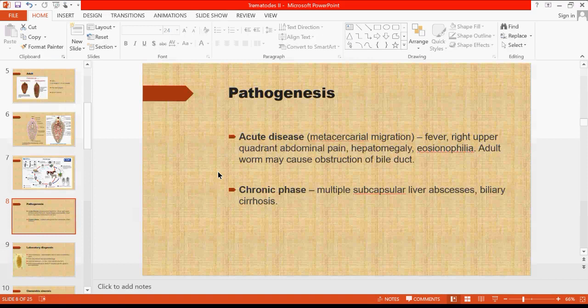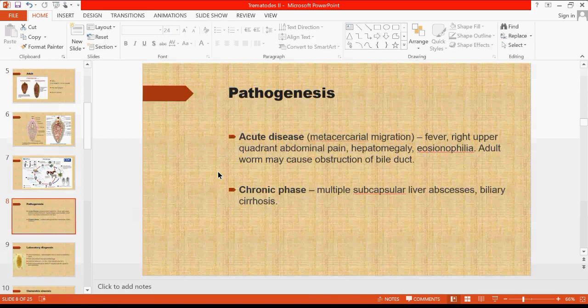During this migration, the patient may have a fever episode and right upper quadrant abdominal pain. That will be the acute phase. In the first 8 or 9 weeks, the patient may have intermittent fever and intermittent right upper quadrant abdominal pain. Ultimately, when it reaches the adult form, it takes more time.